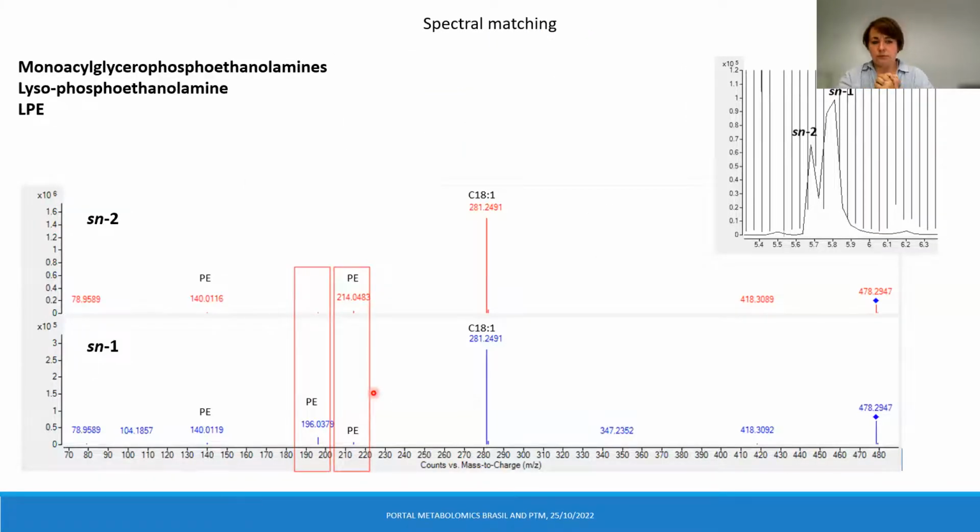Also, let me give you two short examples of lysolipids, because they usually are detected with two isoforms, SN2 and SN1, depending on which phospholipase acts to form the lysolipid from the phospholipid. In terms of phosphoethanolamines in negative ion mode, if the fragment 196 is more abundant than 214, we are talking about the SN1 form. If it's the other way around, we are talking about the SN2 form.